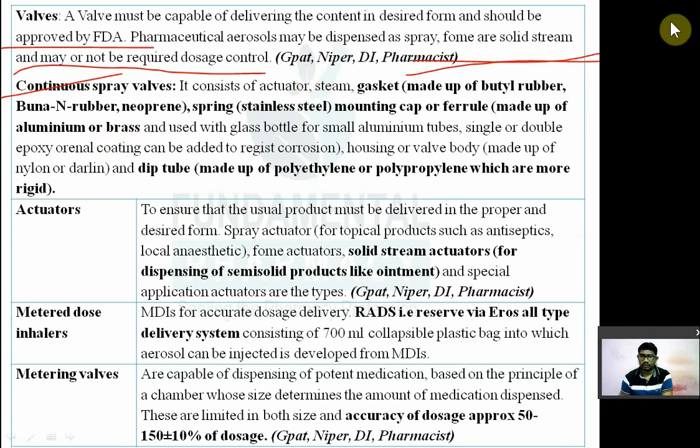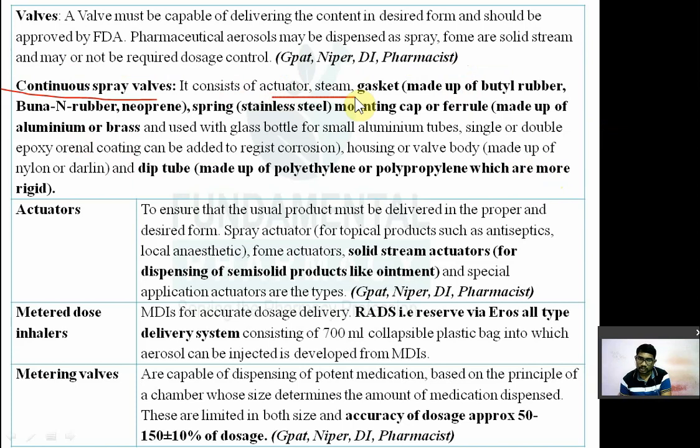Okay? So a valve is typically made up of different components. It consists of different components like your actuator, stem, gasket, then a spring, mounting cap or ferrule. इसके ऊपर क्वेश्चन आता ही आता है 100%, dip tube. These are the different components of your valve. Valve का कितना component होता है? Valve में होता है आपका actuator, stem, gasket, ठीक है. उसके बाद में spring, mounting cap, और ferrule, और उसके बाद में dip tube, housing body, okay? Housing body भी होता है उसमें.